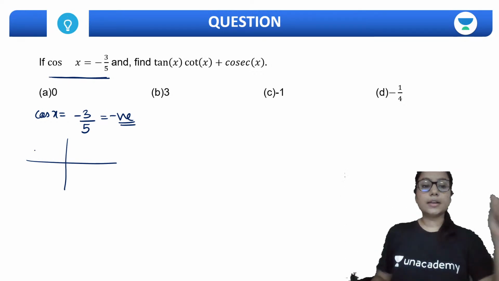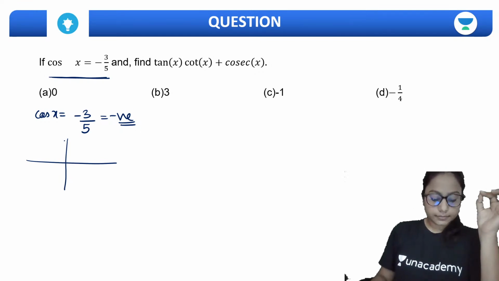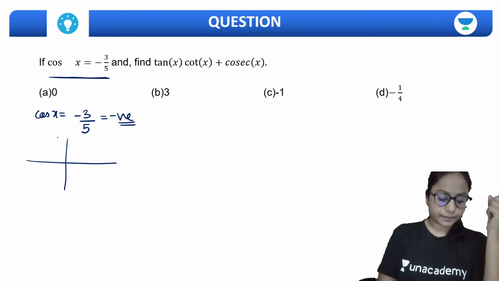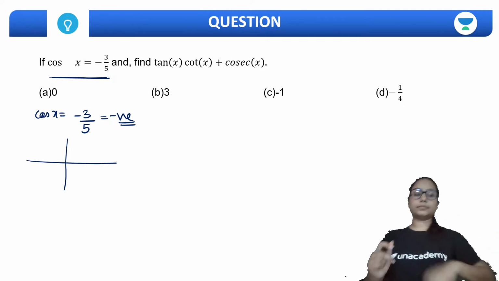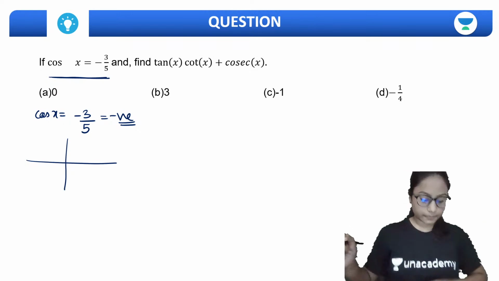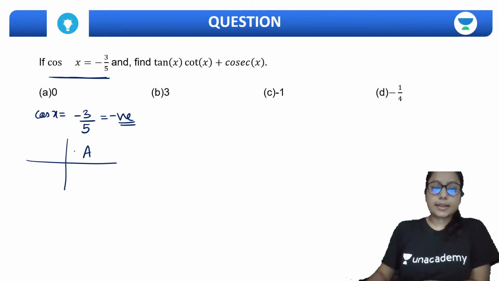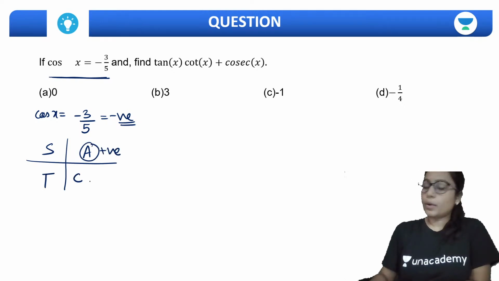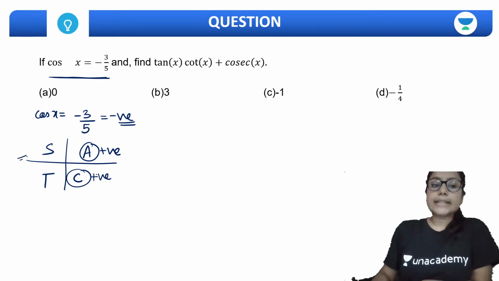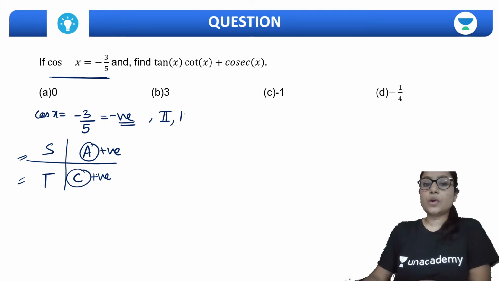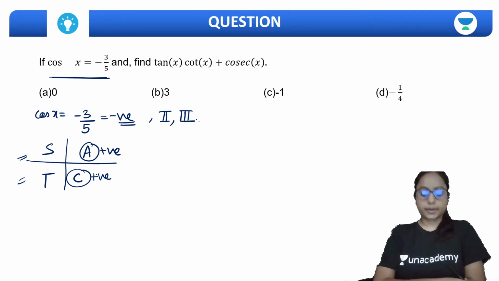Anurag, tell me, cos का value किस quadrant में negative है? ASTC, यहाँ पे सारे positive हैं, all positive. C means cos, this is positive, so it is negative in second and third quadrant. Okay, so the angle can be in second quadrant or the third quadrant.